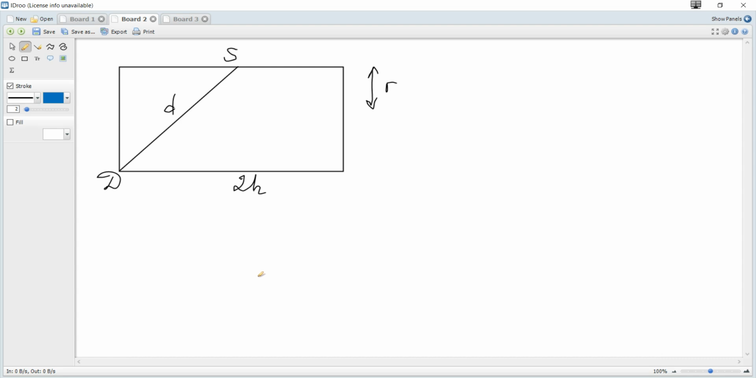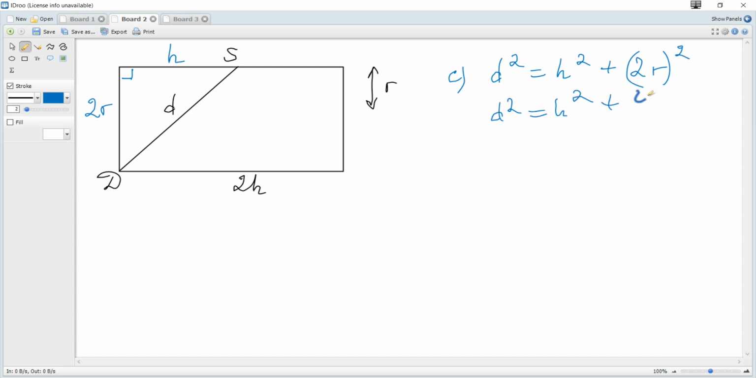Question C. Find an expression for r squared in terms of d and h, 3 marks. So, since it's a cylinder, this angle is 90 degrees and this is a right angle triangle. This length is 2r, and this length is just h because S is a midpoint. Hence, we can use Pythagoras theorem, so that d squared is h squared plus 2r squared, d squared is h squared plus 4r squared, and solving for r squared, it's d squared minus h squared over 4.